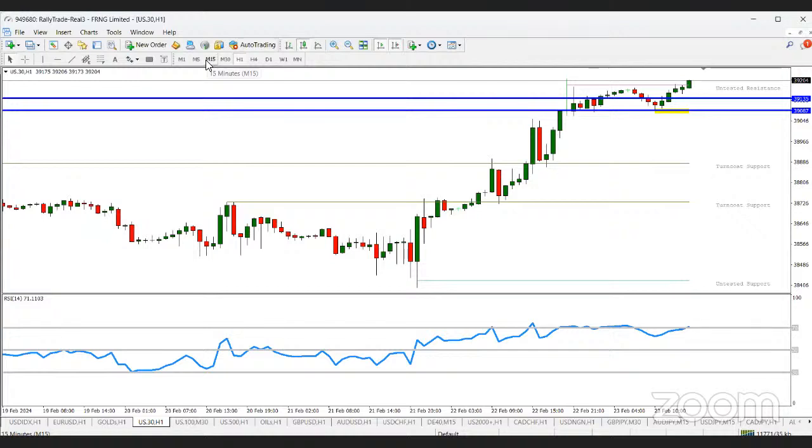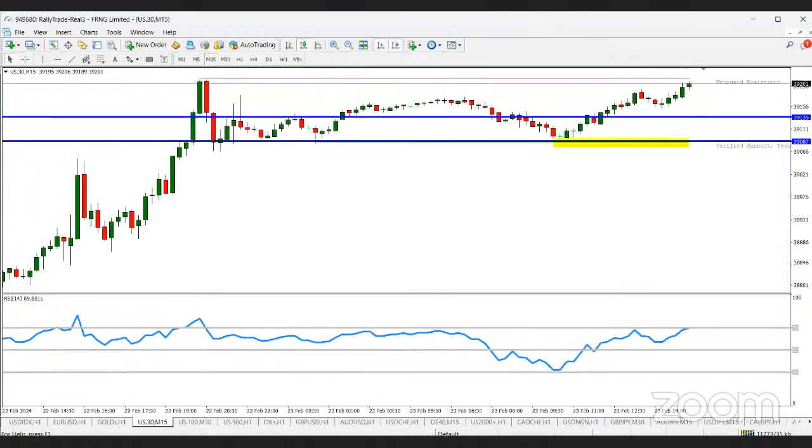So yes, there's a lot of bullish pressure on US 30. The best move to take is a buy, but I'd rather come and buy from this nearest verified support than buy at the current price. Okay, so yeah, that's it.